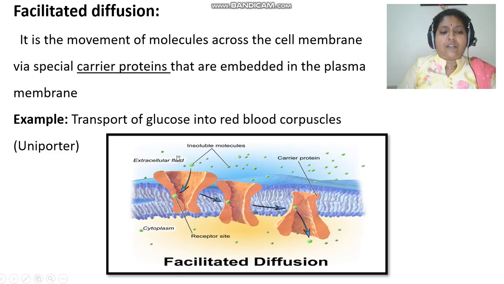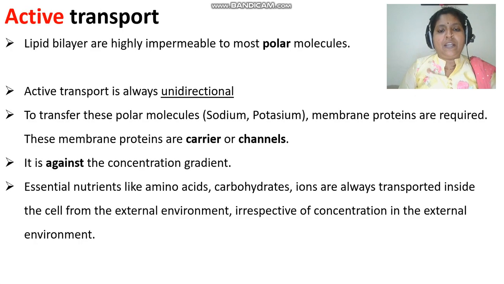This is the extracellular environment from which the glucose molecule attaches to this uniporter, and afterward the shape of the carrier protein changes and this molecule is deposited into the cytoplasm through the carrier protein. Therefore, it is known as facilitated diffusion. It is also along the concentration gradient.